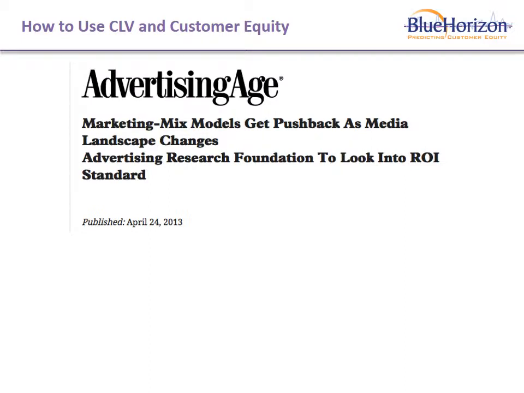Marketing mix analyses have grown popular in just the last decade. Most major CPG marketers spend more on analytics than ever before. Ad Age reported last year that marketing mix models were not adapting well to new data and new media types. The Advertising Research Foundation, ARF, was set to look into ROI standards, and the story implied that providers of marketing mix analytics should open their individual processes to scrutiny and audit.